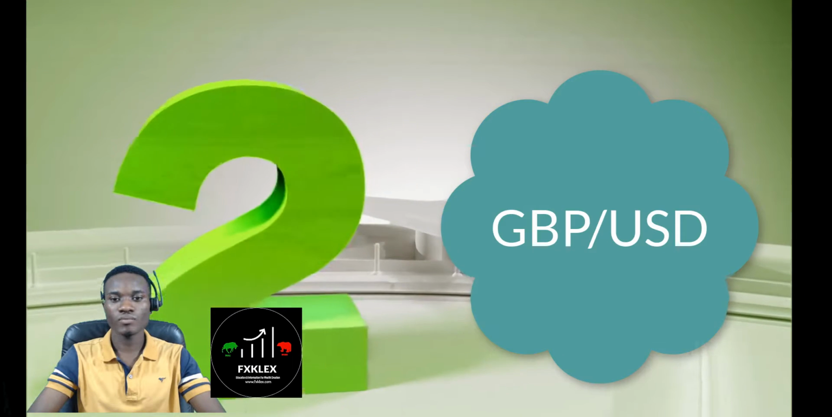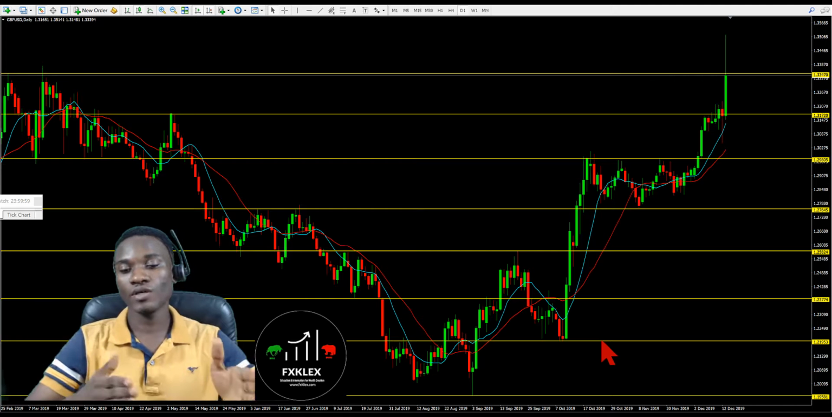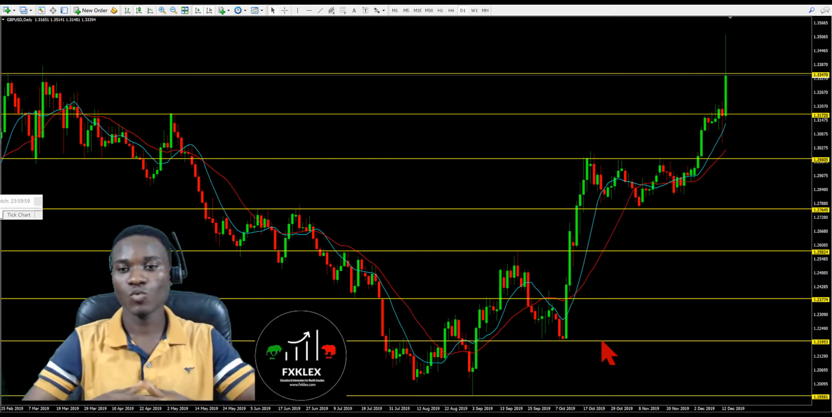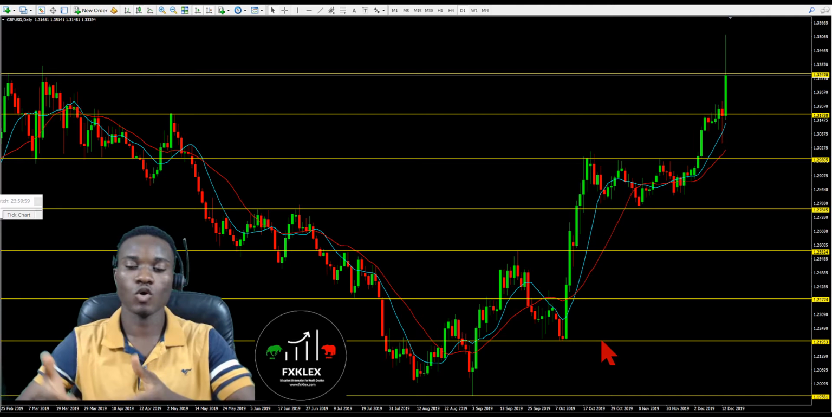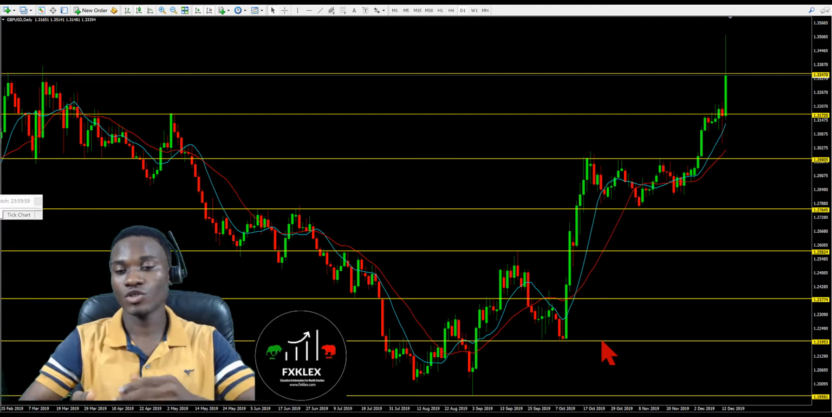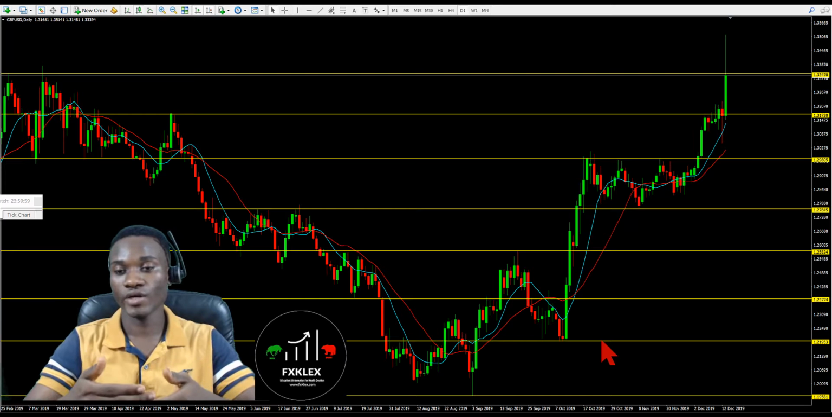So next on our list is the pound sterling against the USD. Now on the GBP against the American dollar, we can see GBP has been moving in a bullish trend, that means in an upward direction. In a very strong bullish trend like this, I wouldn't advise you to go against the trend, because a lot of damage can be done to your account when you try to counter-trade in a very strong trend.